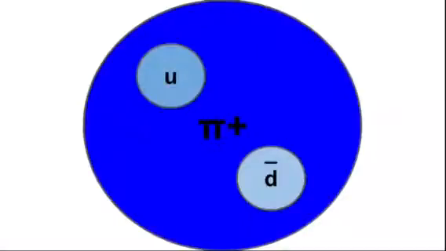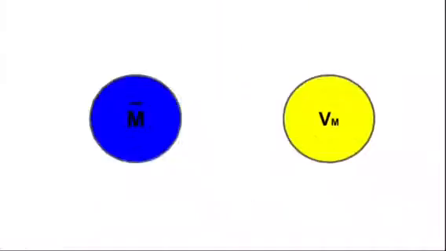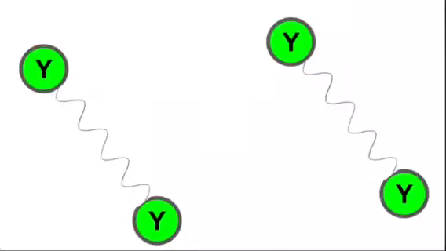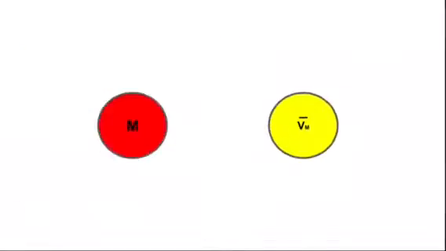Positive pions are made of an up quark and an anti-down quark. They decay into an antimuon and a muon neutrino. Neutral pions are made of either an up quark and an anti-up quark, or a down quark and an anti-down quark. They decay into photons. Finally, negative pions are made of an anti-up quark and a down quark. They decay into a muon and an anti-muon neutrino.